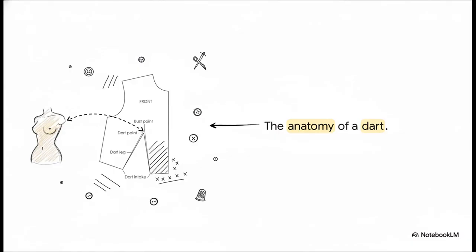Let's actually break down the anatomy of a dart. You see the space confined between those two angled lines? Those are the dart legs, and the space between them is called the dart intake. That is the literal excess fabric being removed. Those legs converge at a specific spot, called the dart point, and that point always aims directly toward a pivotal place on the body, most commonly the bust point.